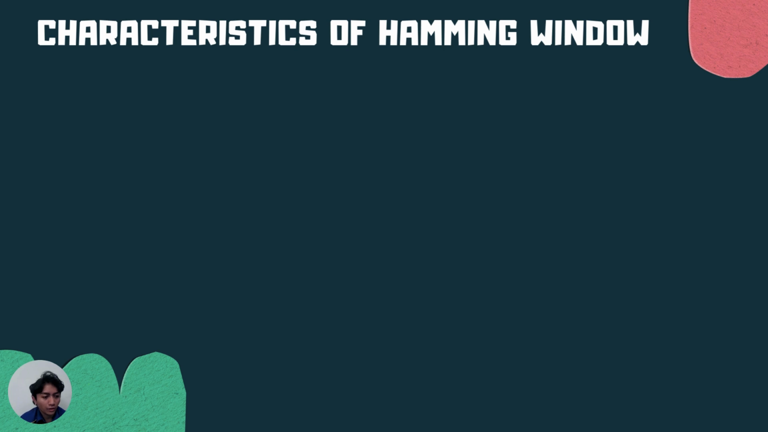And thirdly, for strong ringing effect, it has an abrupt signal truncation which introduces noticeable ringing, such as the Gibbs phenomenon, and results in a less smooth frequency response. And lastly, for poor side lobe suppression, it does not effectively suppress side lobes. It provides low stop band attenuation and is less suitable for applications requiring high stop band attenuation.